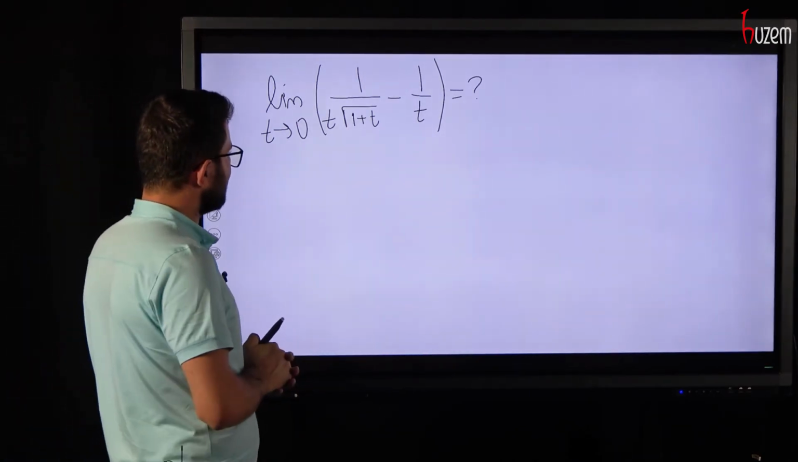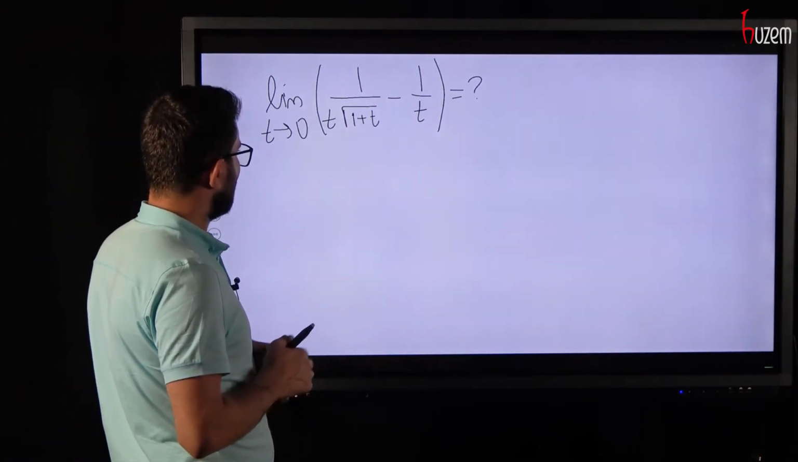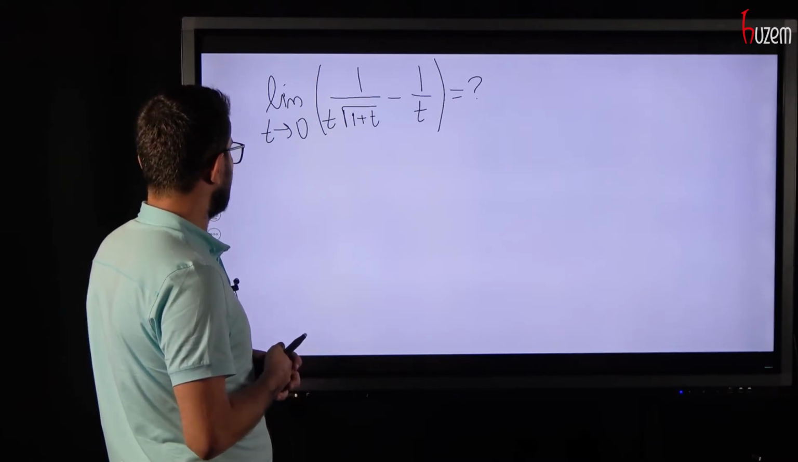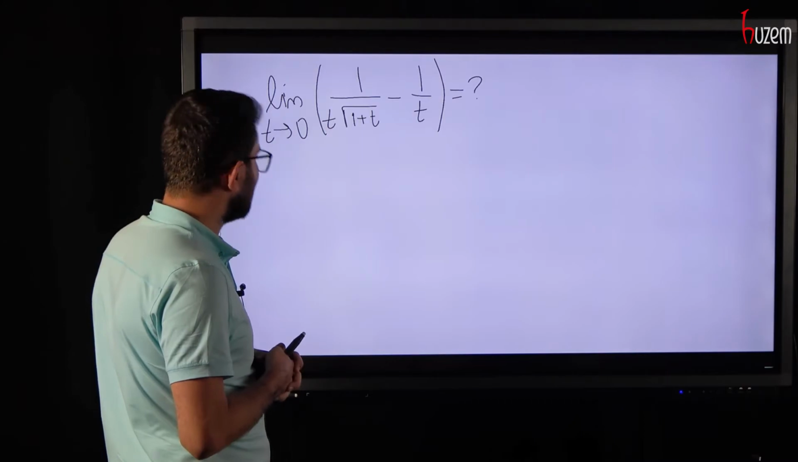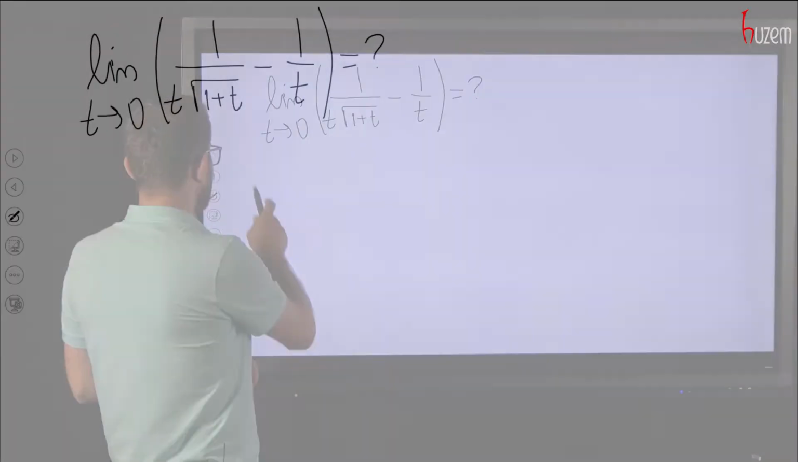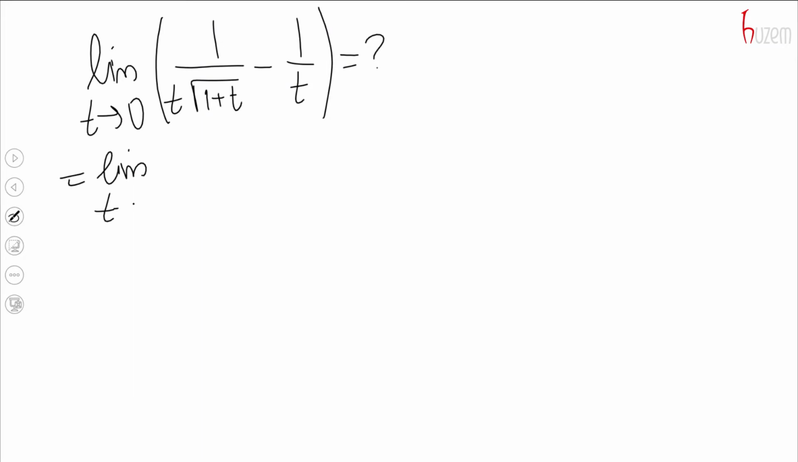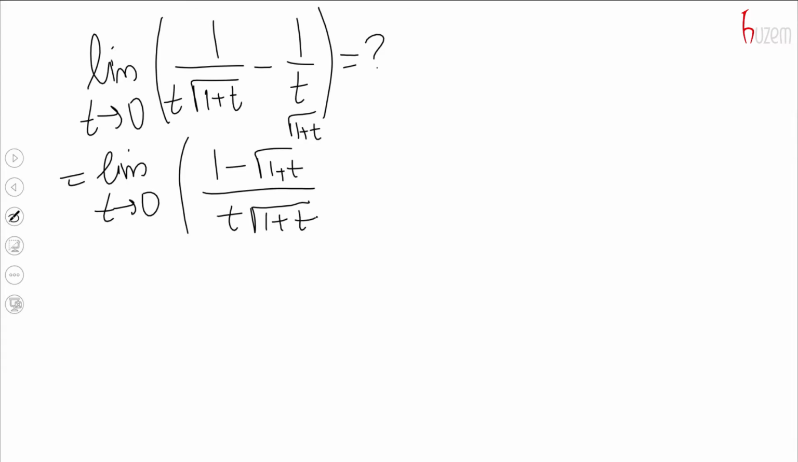So for this reason we need to put them on a common denominator and do some algebraic manipulations to come up with something simpler than what we see now. So this will be the limit as t approaches 0. If we multiply both numerator and denominator of the second term by root 1 plus t, we will see it will be 1 minus root 1 plus t divided by t root 1 minus t. Okay, so this is what we will have.